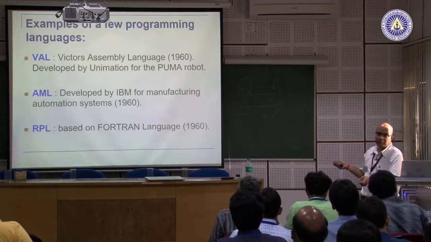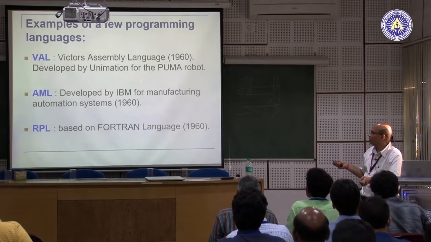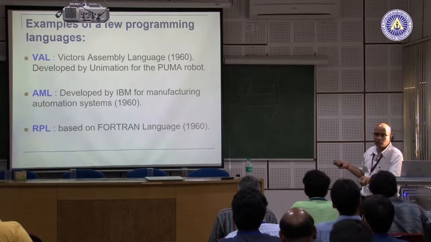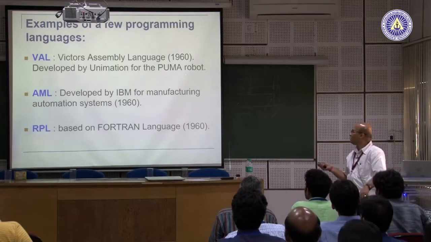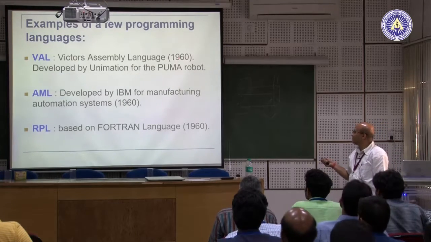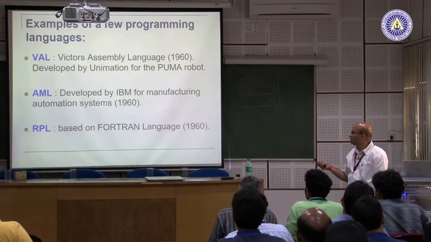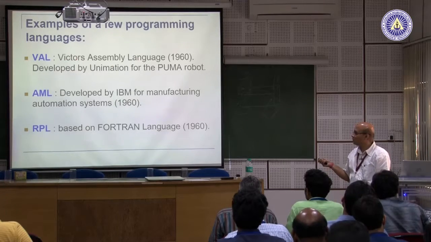So, this is there in the lab. We will also show you the VAL language programming of Puma. Puma is there in the lab, and this was made in 1960, and probably the name of the gentleman was Victor. That is why it is called Victor's assembly language.